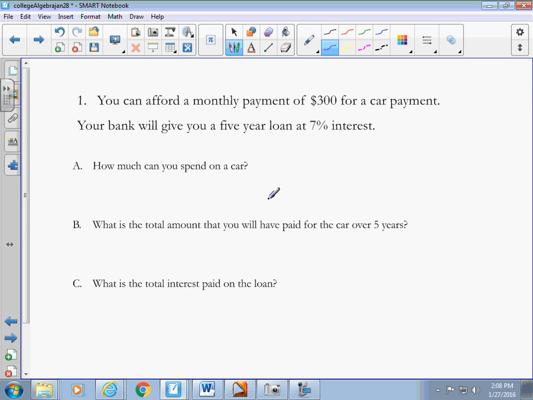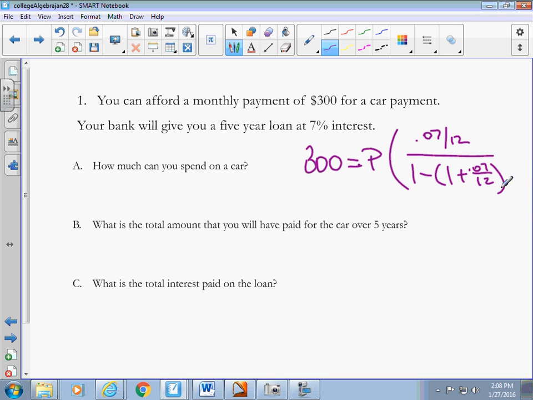in interest. Okay, so same formula, right? This time, what am I trying to find? P, right? I know R is 300. I don't know P. That's what I'm trying to find. 0.07 divided by 12 on top. 1 minus 1 plus 0.07 divided by 12. What is my N? 60. 5 years, 12 months. So I make 60 payments.